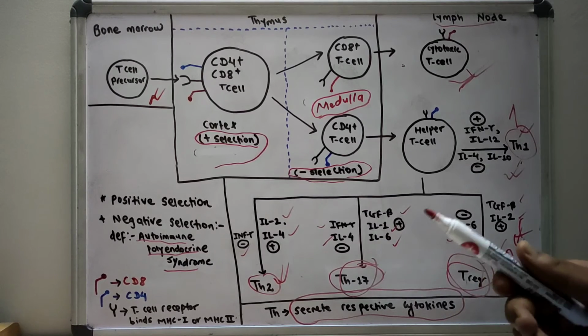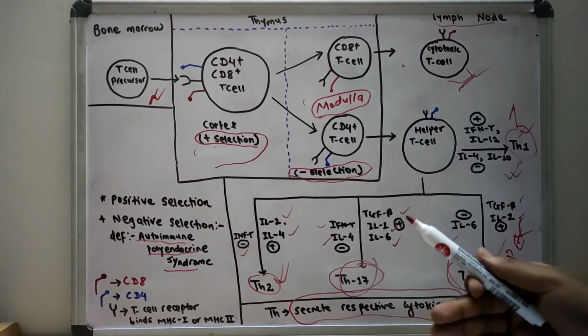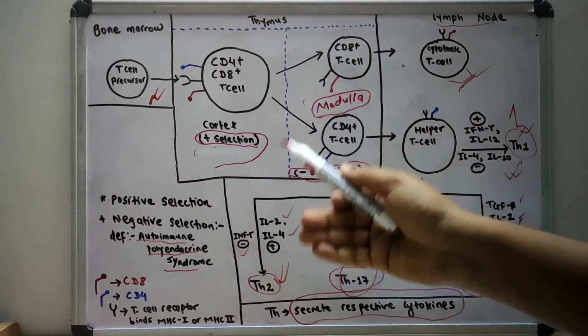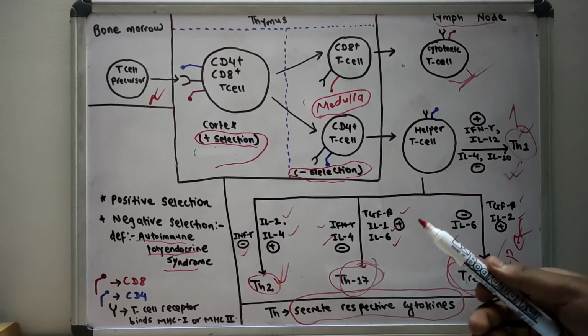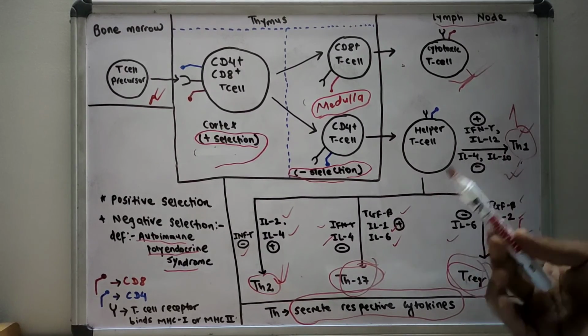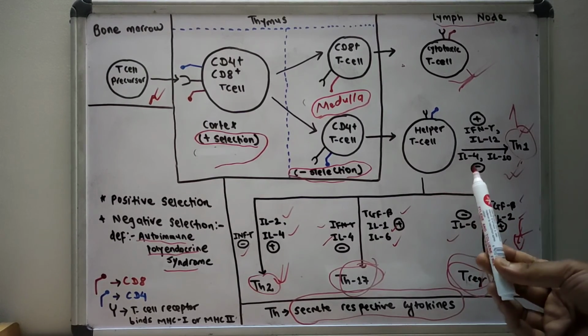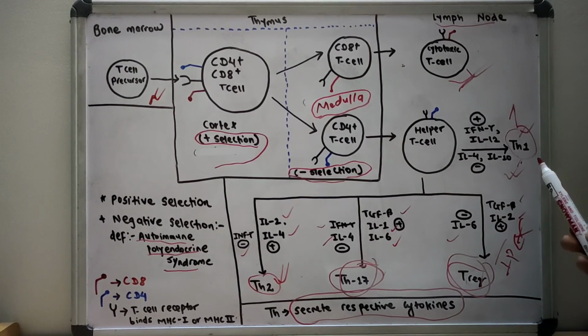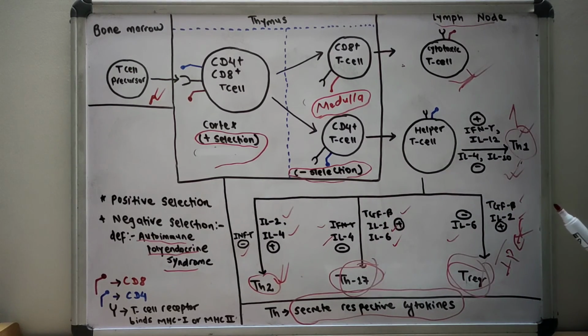So today in this chapter we discussed the differentiation of the T cell, positive and negative selection, the autoimmune polyendocrine syndrome, and also the macrophage lymphocyte interaction, cytotoxic T cell, regulatory T cells, and the various cytokines secreted by the T helper cells, T helper 1, T helper 2, T helper 17, T regulatory cells, and also their functions. I hope you understood this topic on the differentiation of the T cells. Thank you.